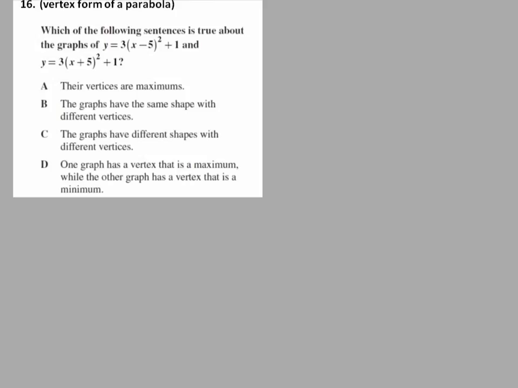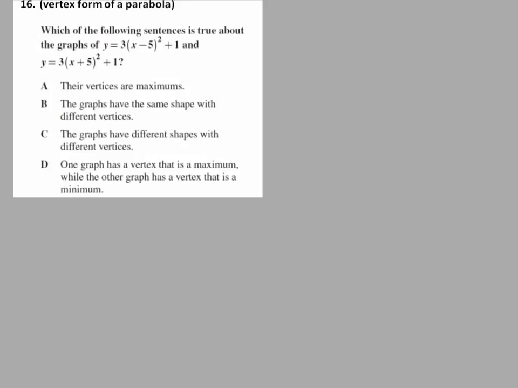Either their vertices are maximums, the graphs have the same shape with different vertices, or the graphs have different shapes with different vertices, or one graph has a vertex that's a maximum, while the other one has a vertex that's a minimum. Well, a lot of these can be really easily eliminated if you just graph them on your graphing calculator. However, I would like to first this time show you how I can do it just from the equations.